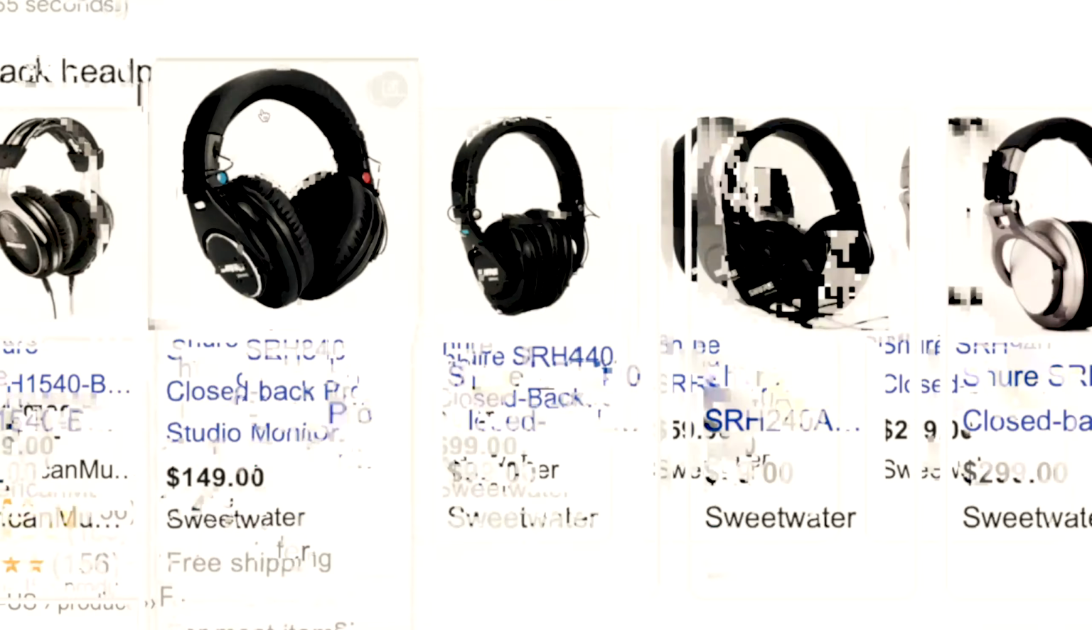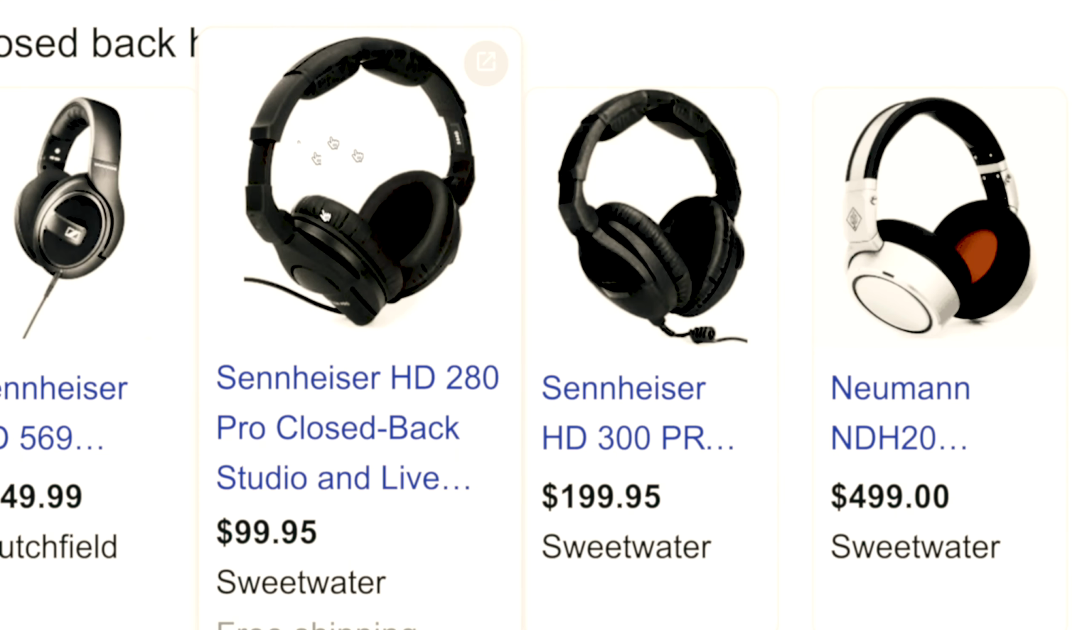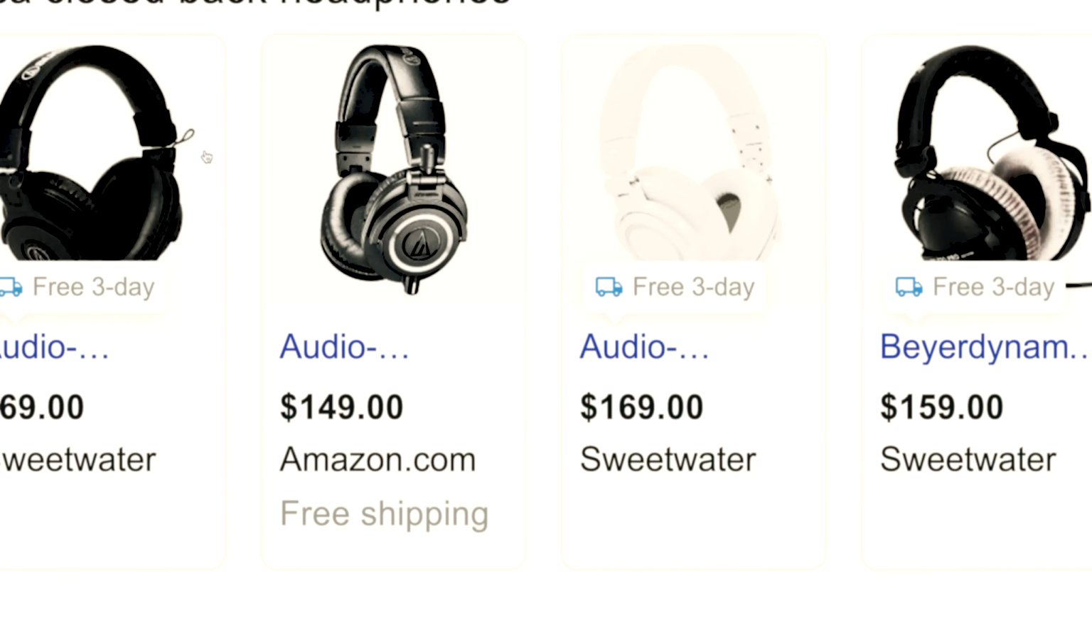Step 3, get yourself a very good set of closed back headphones. I cannot stress this enough. Specifically, Shure brand, anything Shure closed back headphones, anything Sennheiser closed back headphones, and anything Audio-Technica.